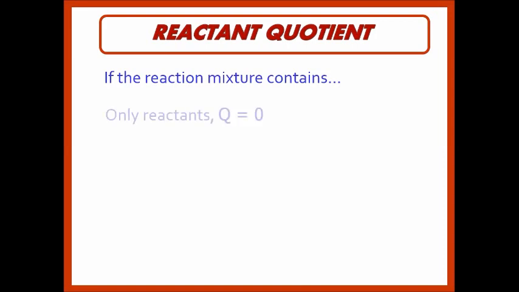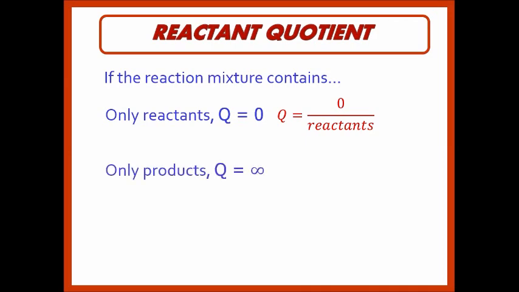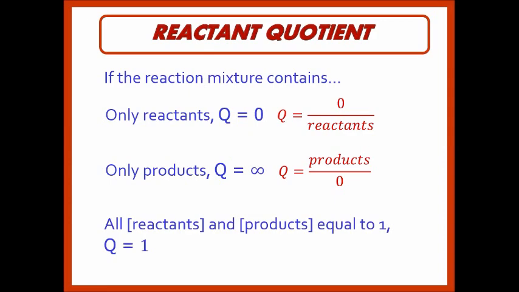For example, if only reactants are present in the reaction mixture, Q is equal to 0. This is because Q is equal to products over reactants, and if you have 0 products, then your numerator is 0, causing your overall Q value to be 0. Now, if the reaction mixture only contains products, then Q is equal to infinity. This is because you have a 0 in the denominator of your Q fraction. And finally, if all the concentrations of reactants and products are equal to 1, then Q is equal to 1.